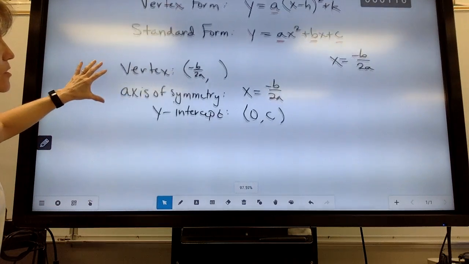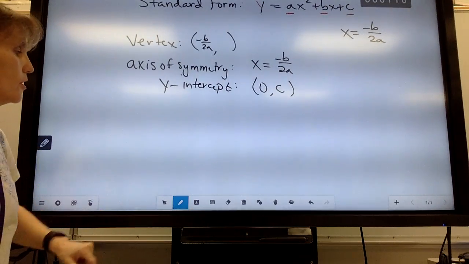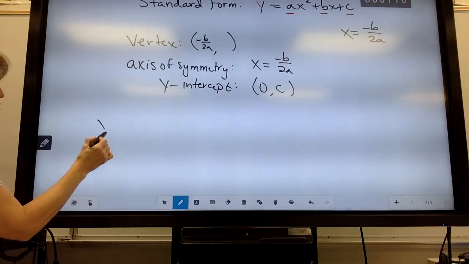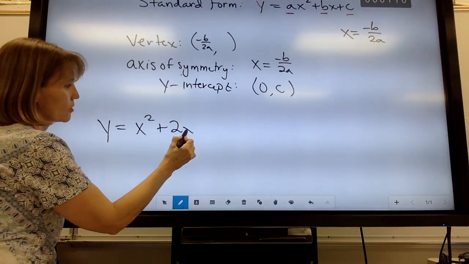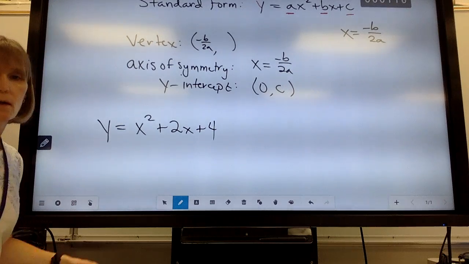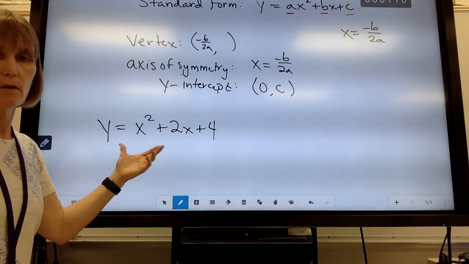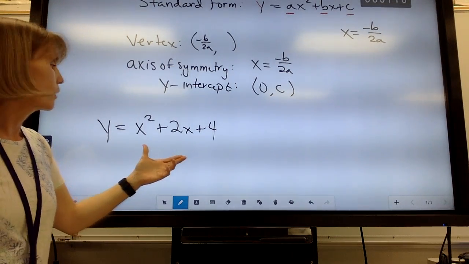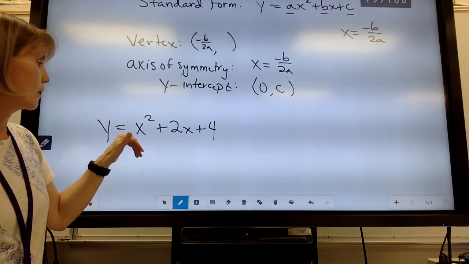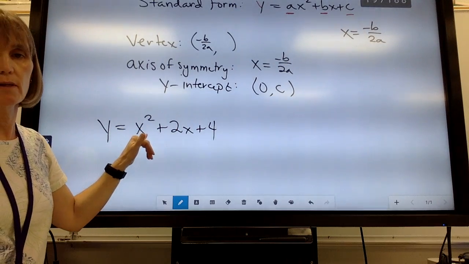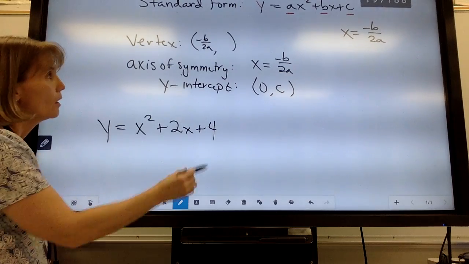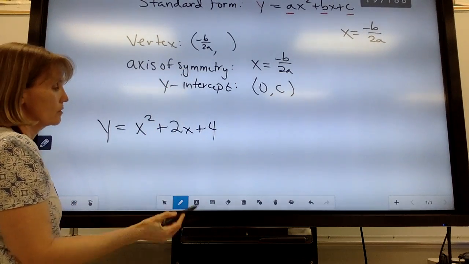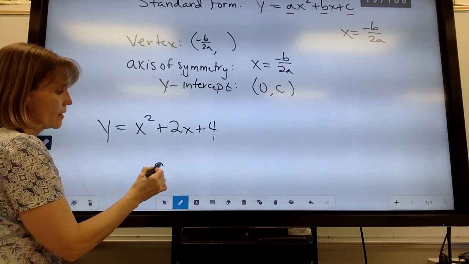Okay, so let's see how this works with an equation. I'm going to use y equals x squared plus 2x plus 4. On this worksheet, you're going to be given an equation in standard form. Again, this is called standard form, like in chapter 7, where we started with our greatest exponent and worked our way down. That's why we call it standard form. And these are the things you're going to be asked to find. So we want to start with the axis of symmetry.